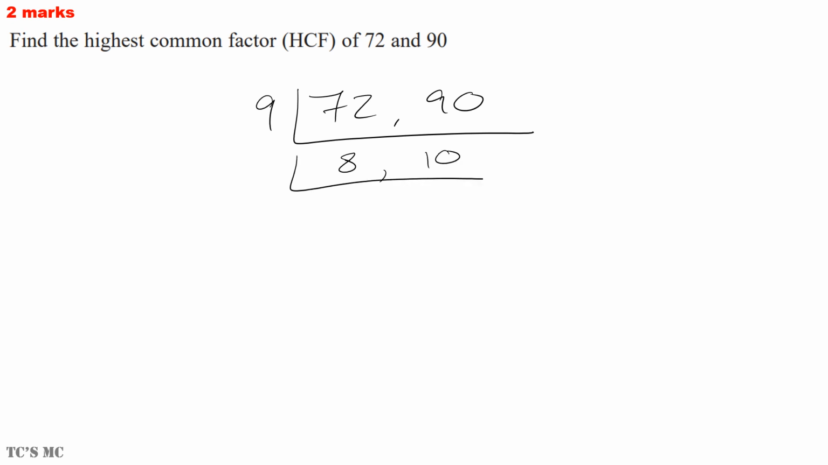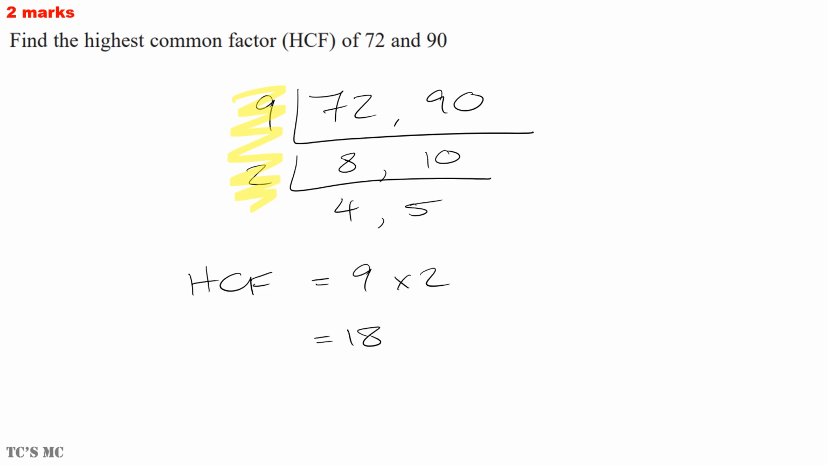And then I'm going to do it again because I noticed that 2 goes into both of them. So 8 divided by 2 is 4. 10 divided by 2 is 5. And this process here has got me 1 mark, 1 method mark. The HCF, the highest common factor, is whatever's on the left multiplied together. So now I'm going to do 9 multiplied by 2, which is 18. And that there gets me the final mark.